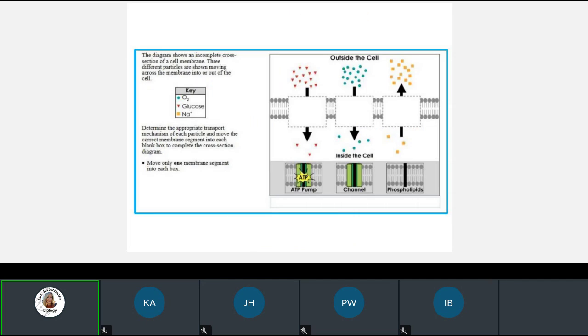All right, help me with this. Where do these go? All right, so right here is our key. You've got glucose or sugar over here. It's moving from an area of high concentration to low. Which one would this be? Does it need an ATP pump, a channel, or a membrane?